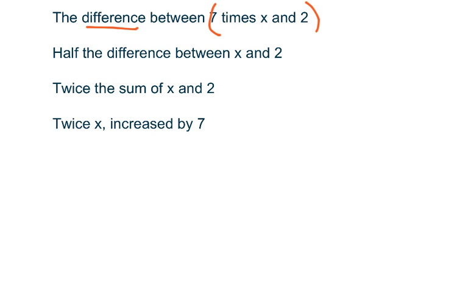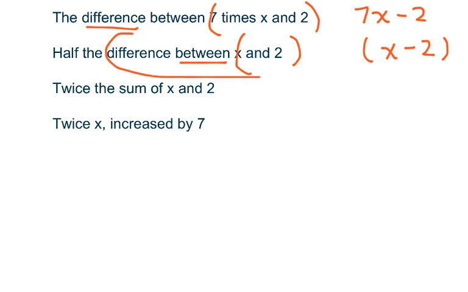The difference between. So that's going to be 7 times x minus 2. Okay, half the difference between. So we're going to do the same thing. We have this word between, these two together. The difference is x and 2, so x minus 2. You already know how to do this part. Now we just take half of that and put the 1/2 in front.